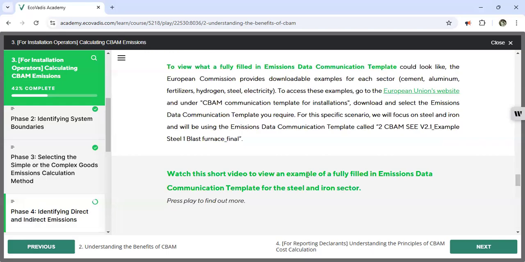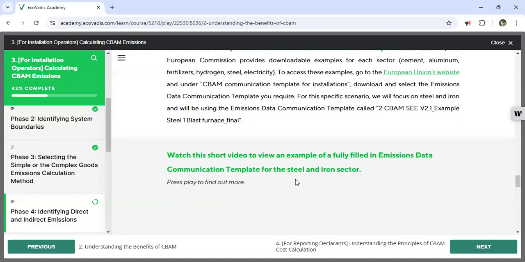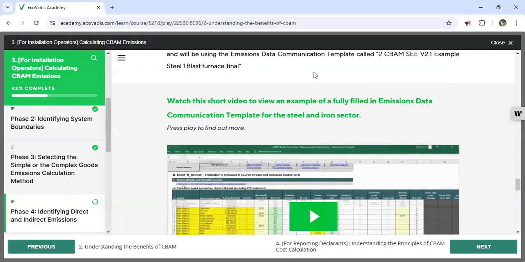For this specific scenario, we will focus on steel and iron, and we'll be using the emissions data communication template called CBAM CV2.1_example steel 1 blast furnace_final. Watch this short video to view an example of a fully filled emissions data communication template for the steel and iron sector. Press play to find out more.